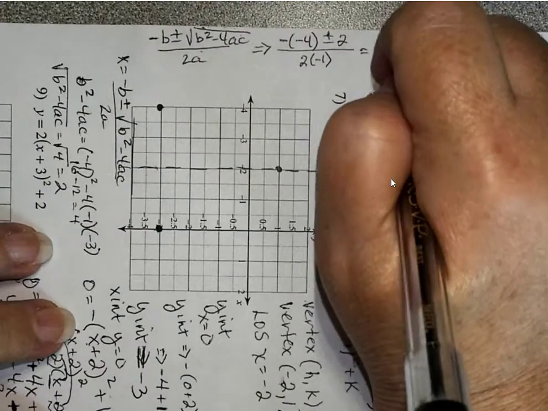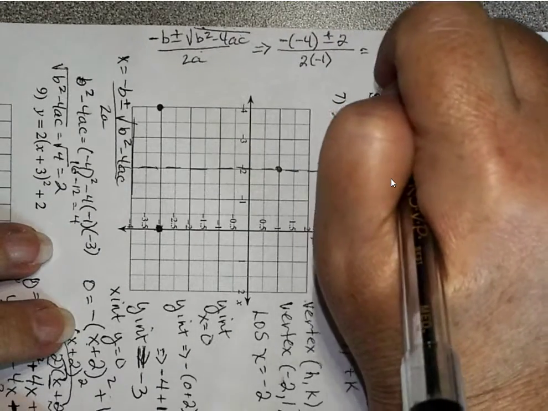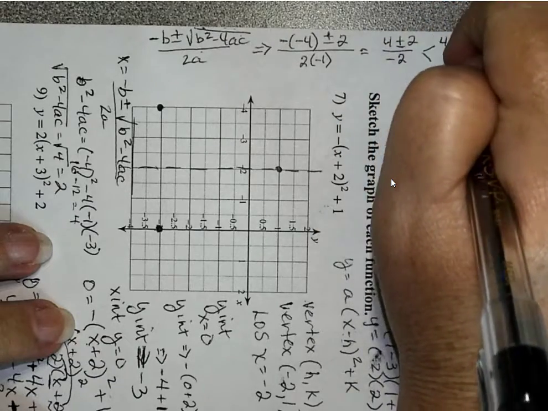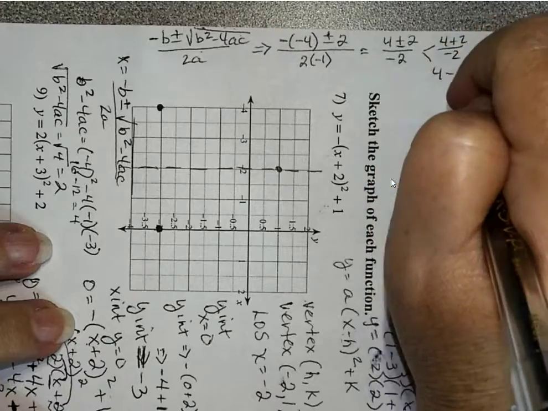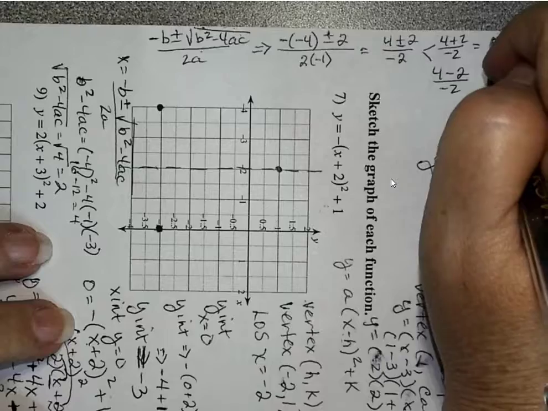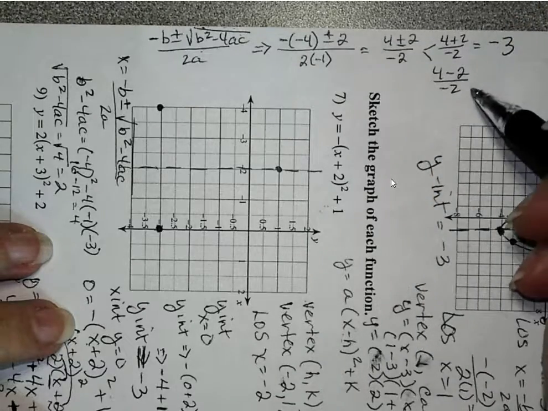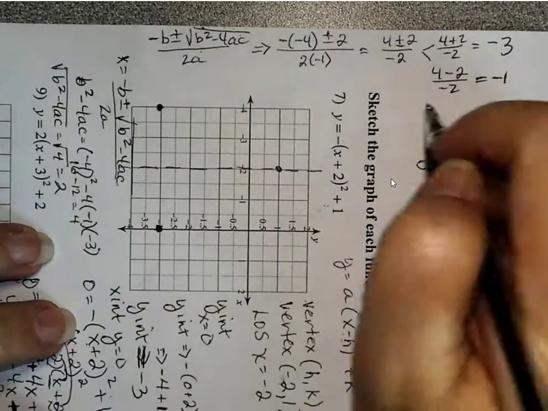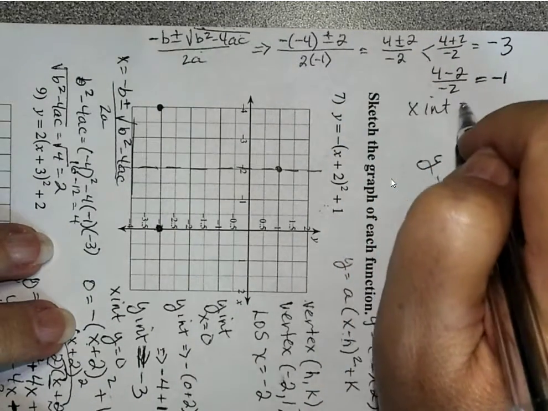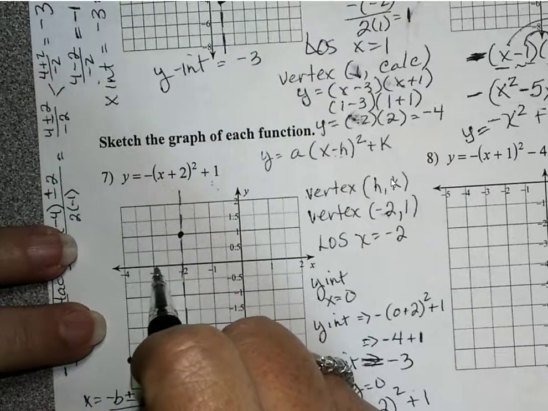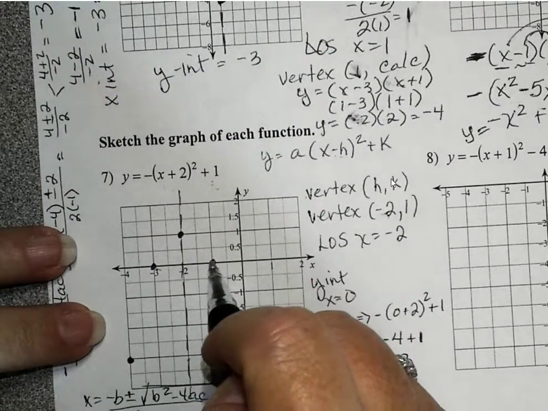So it's going to be 4 plus or minus 2 divided by -2. So I'm going to have 4 plus 2 divided by -2, and I'm going to have 4 minus 2 divided by -2. So 6 divided by -2 is -3, and 2 divided by -2 is -1. So my x-intercepts are at -3 and -1.